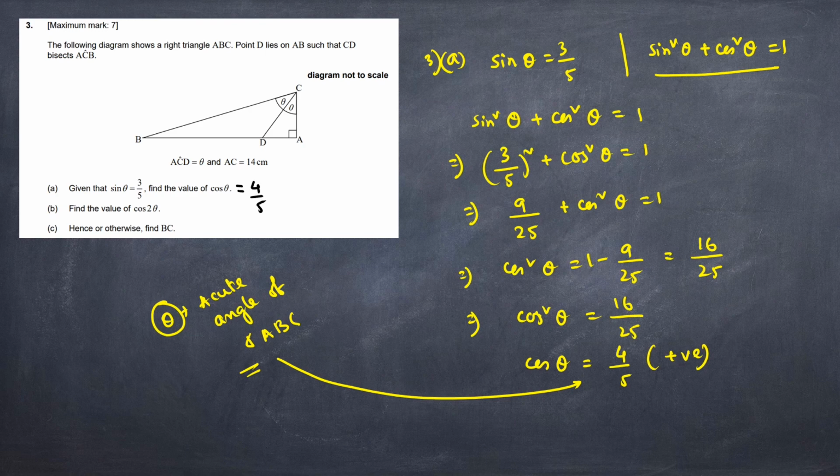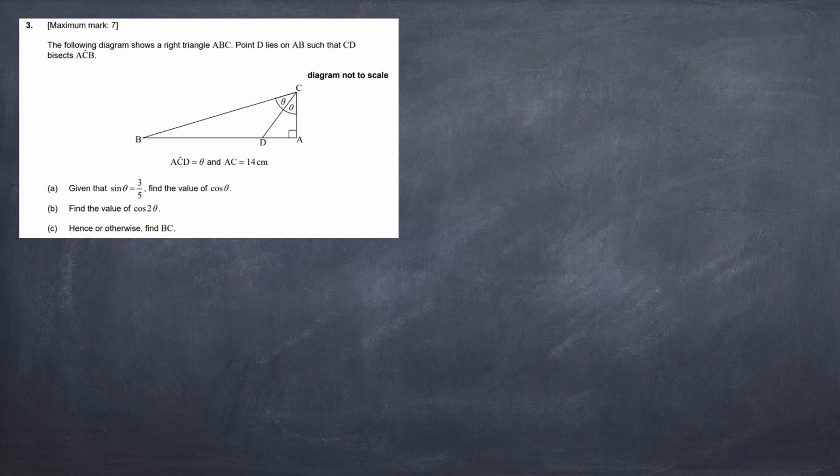Now the second problem: find the value of cos 2 theta. For the value of cos 2 theta, we have three formulas in our hand. One is cos square theta minus sine square theta. The second one is 2 cos square theta minus 1. And the third one is 1 minus 2 sine square theta. As in the question you have the value of sine theta given, we will use the formula where sine theta is involved. It is a very good practice.